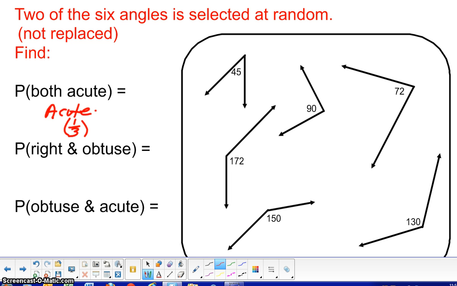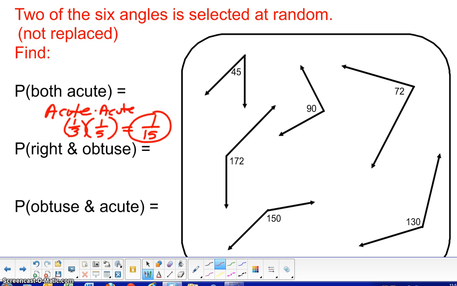Okay, now that acute angle is not in the mix, so we're going to have to get another acute angle based off of what is left over. So there's only 5 angles in there, and there is 1 acute angle left out of the 5. So we're going to multiply 1/3 by 1/5 to get the answer of 1/15. That's going to give you the probability of picking both acute angles.